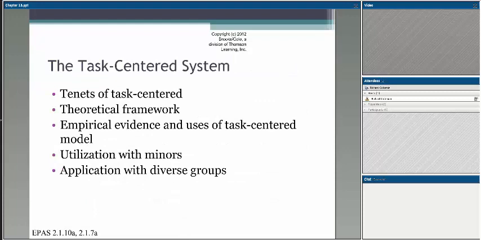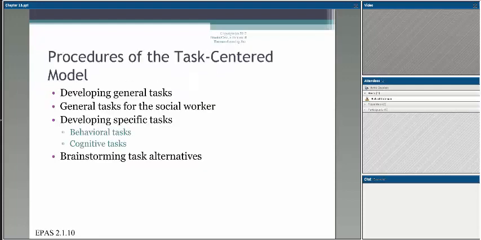The first approach we're going to spend a little time talking about is a task-centered system. So when we think about task-centered, we're going to cover these particular tenets of task-centered. What does it mean, or what kind of things does the task-centered approach look like? The theoretical framework, application with diverse groups of minors, and just the empirical evidence about what using this particular model may look like.